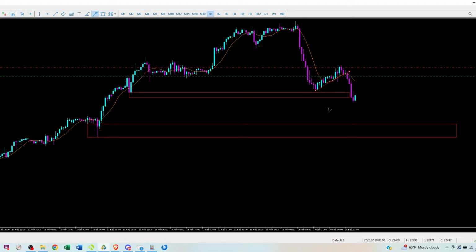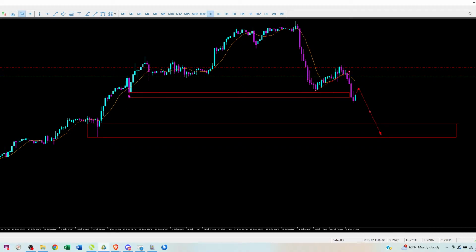So let's see if we get something like this where price tries to come back up and then fails. And this is what I'm hoping it does. And then makes a bigger move down towards this area here. So I'm going to hold this for now. I don't know if I'll keep this overnight, but I still think this is the more important zone.